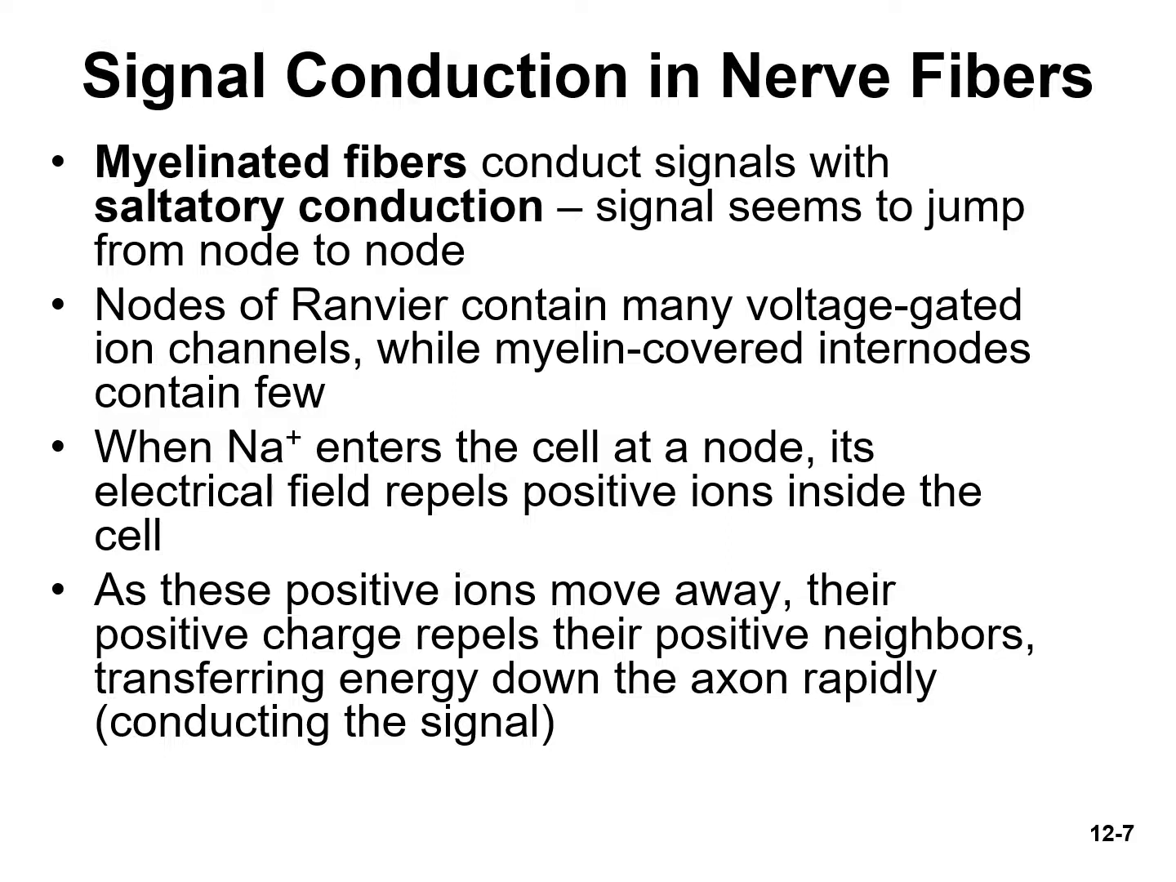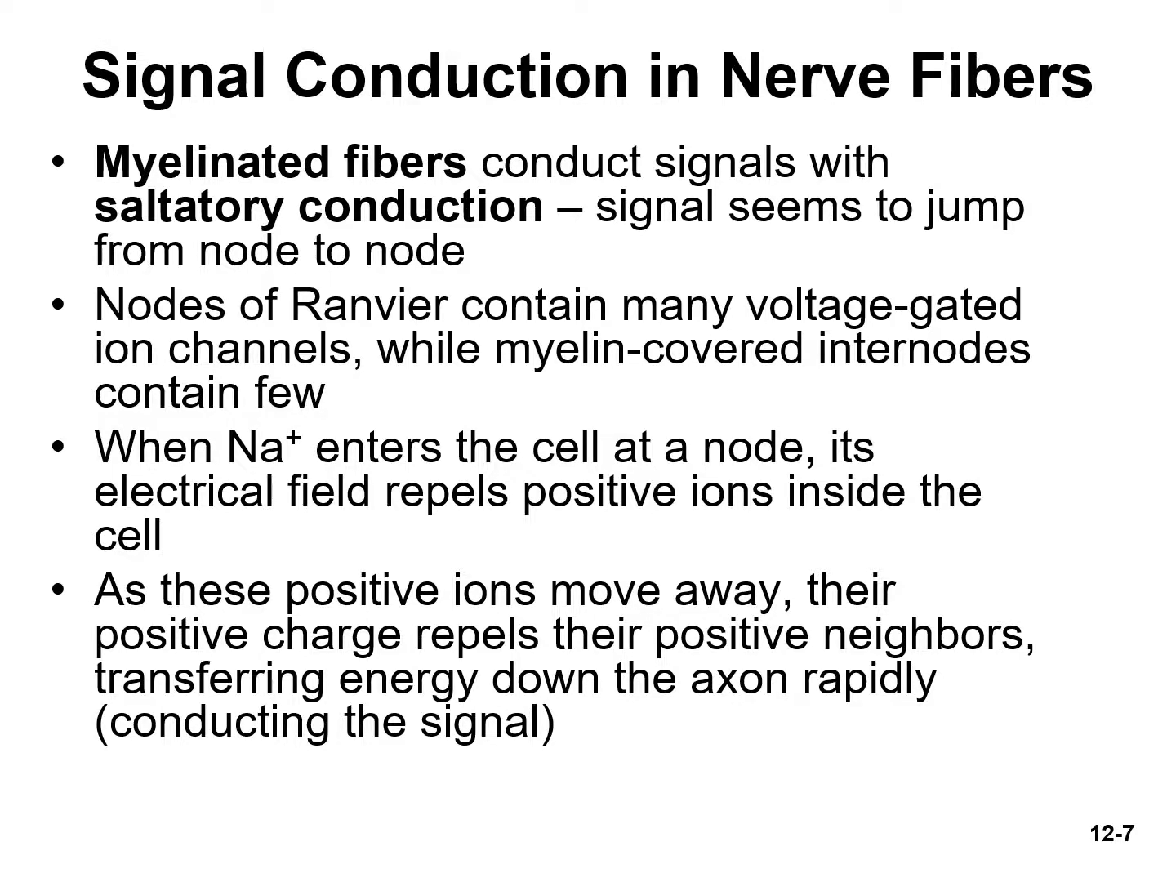The myelin-covered internodes contain few of those voltage-gated ion channels. So what happens is when sodium enters the cell at a node, its electrical field is going to repel positive ions inside the cell, because remember that like repels like. So if you have an influx of positively charged sodium ions, they are going to repel positively charged ions inside that cell, and they're basically going to flow again in the direction of the axon terminal.